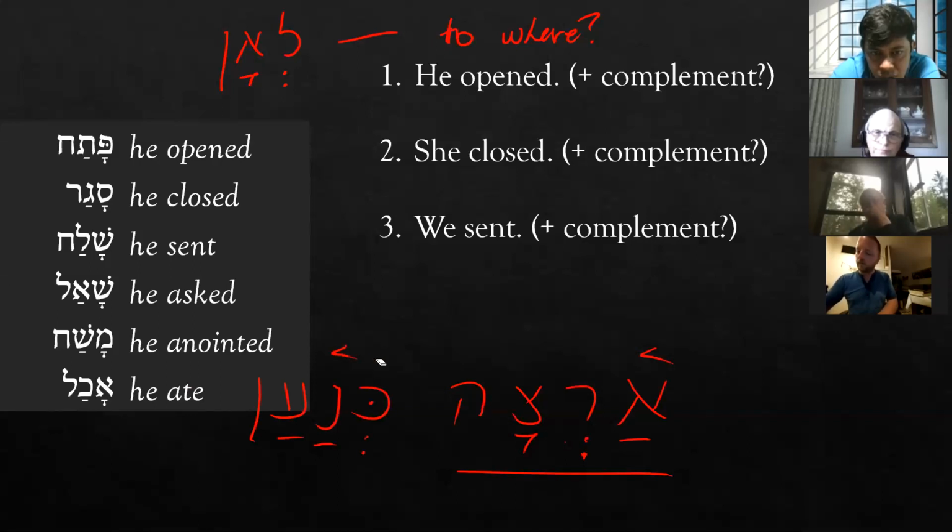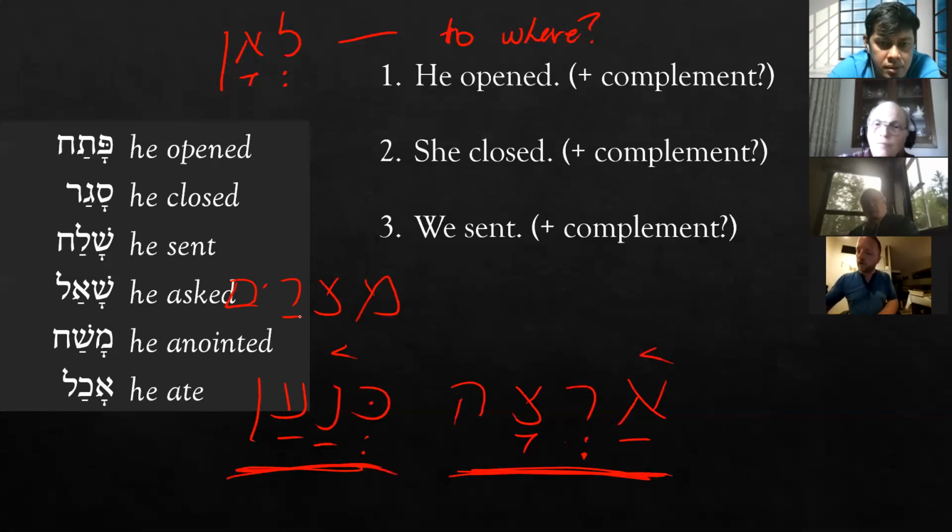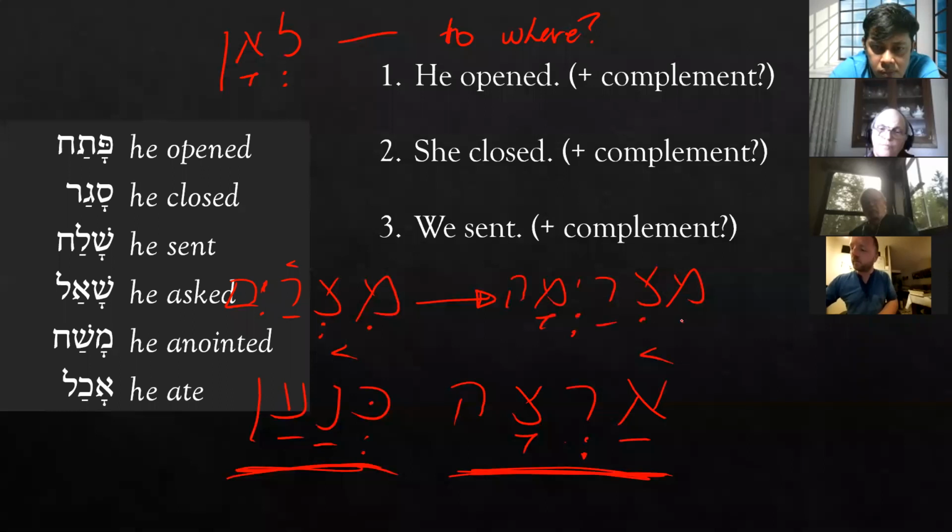Okay, Kna'an is Canaan. Arza Kna'an means to the land of Canaan, or Arza Mitzrayim, to the land of Egypt. It's also possible instead to say Mitzrayma, to Egypt. Mitzrayma means to Egypt.